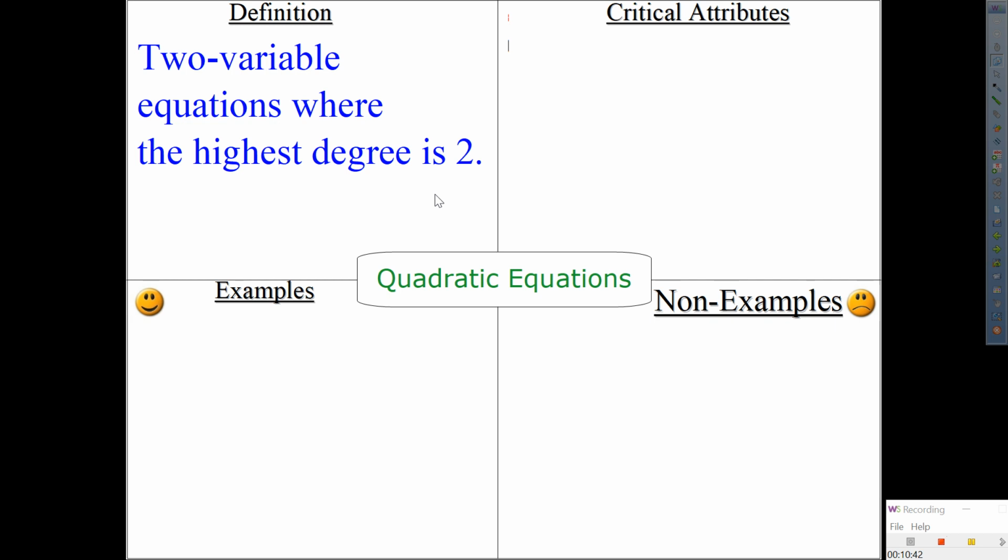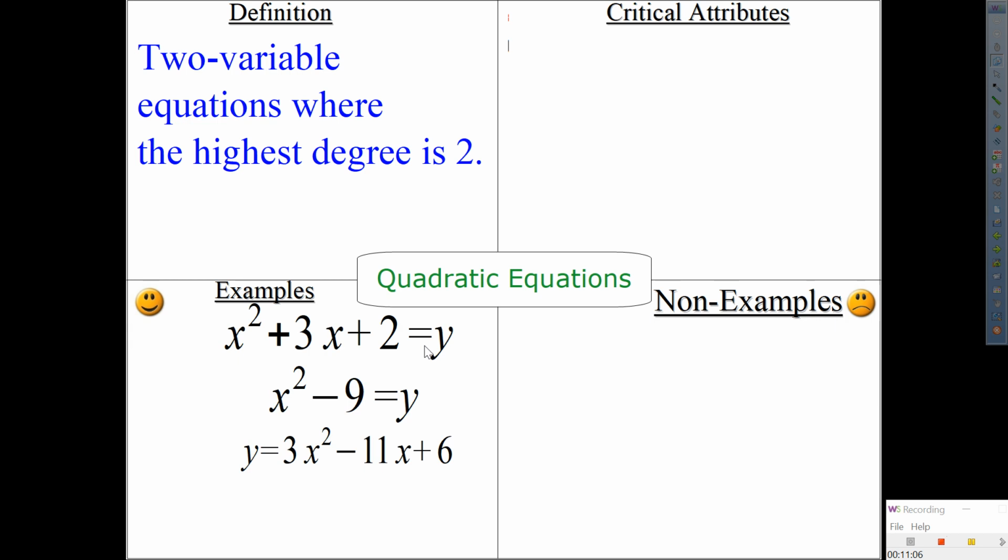Oh yes, Mr. Q, I got this. But if you don't, here goes some examples. X squared plus 3x plus 2 equals y. X squared minus 9 equals y. And y equals 3x squared minus 11x plus 6. Copy that, and I'll elaborate on that.